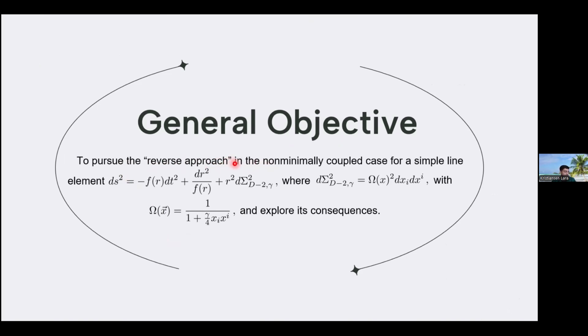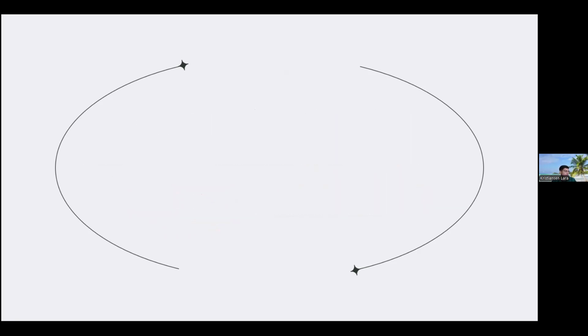I call it the reverse approach in the non-minimally coupled case for a simple line element, like the one you are seeing here, where dΣ is a codimension 2 base manifold given by this expression, where Ω is given by this quantity here. In some sense, the conformal factor. And here is the Euclidean line element dξ dξ. They are contracted with some Kronecker deltas. And we are going to explore its consequences.